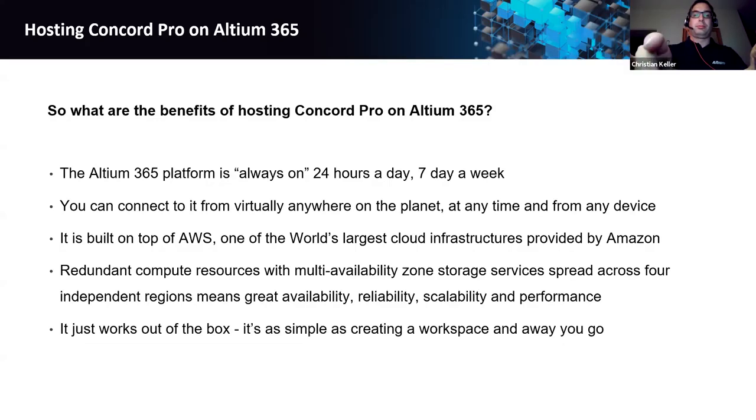It is built on top of AWS, one of the world's largest cloud infrastructures, provided by Amazon. Altium 365 uses redundant compute resources with multi-availability zone storage services spread across 4 independent regions, which means that we are able to provide great availability, reliability, scalability, and performance. By hosting Concord Pro on Altium 365, it just works out of the box. It's as simple as creating a workspace and away you go.